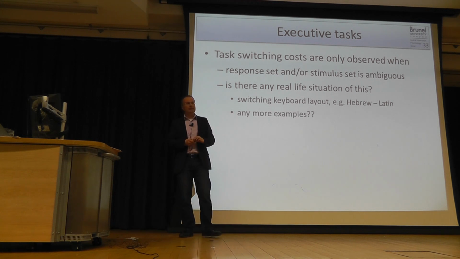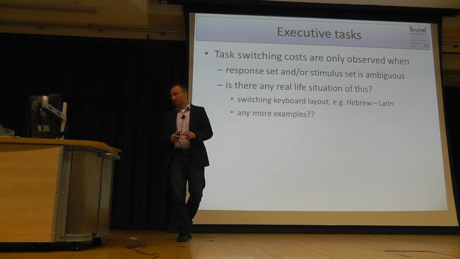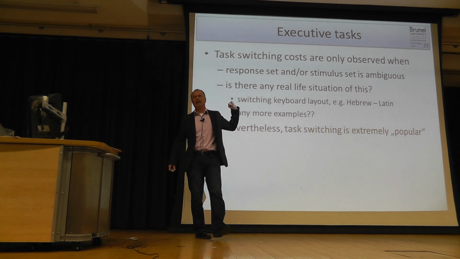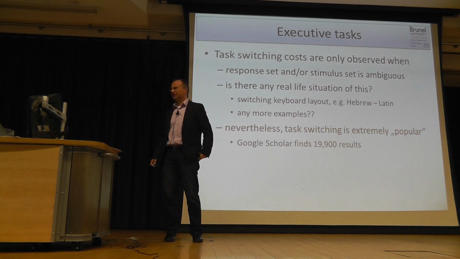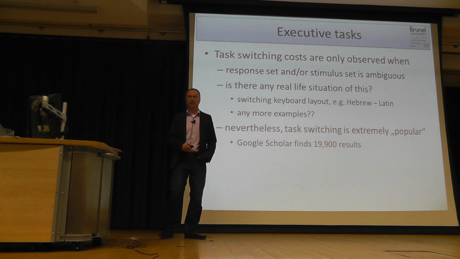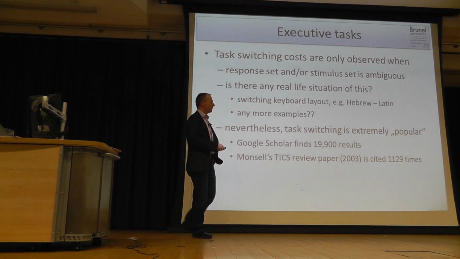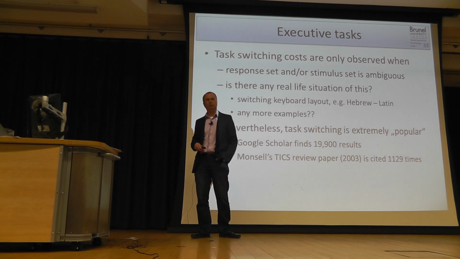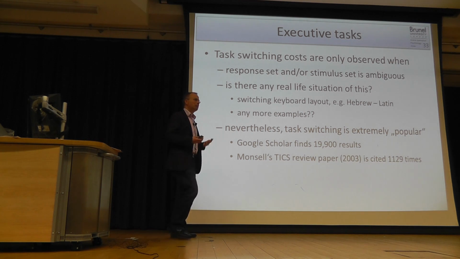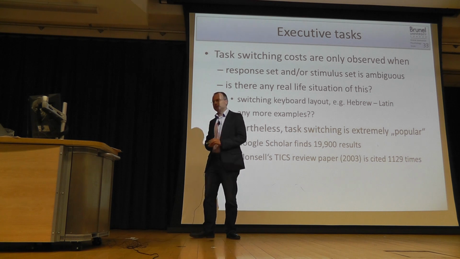But there's not really very much more examples for that. So this is an example where you have a research paradigm where there are literally hundreds and hundreds of studies. When you search Google Scholar for task switching, you nearly find 20,000 results. There's a review paper by Stephen Monsell in 2003, which is cited more than 1,000 times. So this shows that task switching is extremely popular, although there's no real everyday application to that.